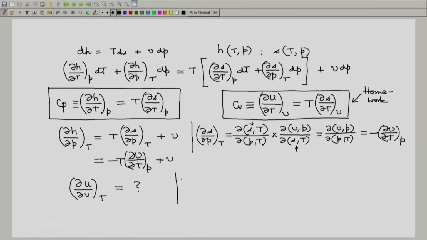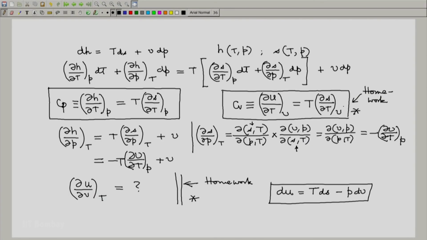This is to be derived as homework, and for both this expression and this expression you will have to start from the relation for U, TdS minus PdV. Start with this and you will get the extended expression for Cv as well as the expression for partial of U with respect to V at constant T.